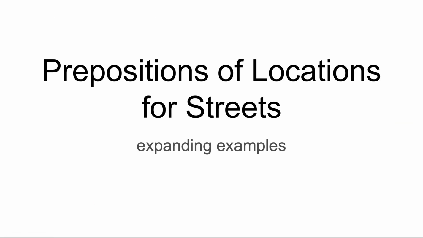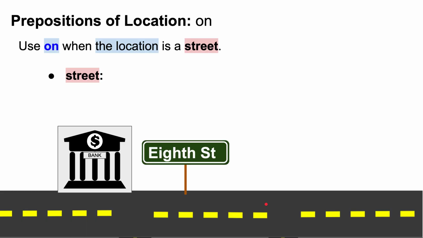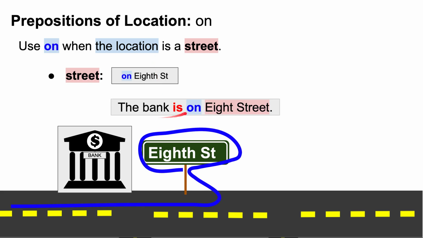Let's look at some expanding examples. All of these expanding examples will answer the question, where's the bank? So, where is the bank? First, let's talk about on. Remember, we use on when the location is a street. For example, on 8th Street. For example, the bank is on 8th Street.